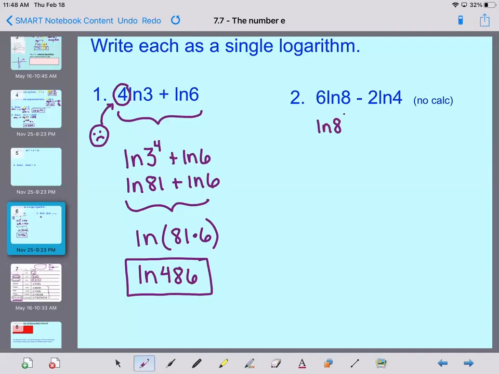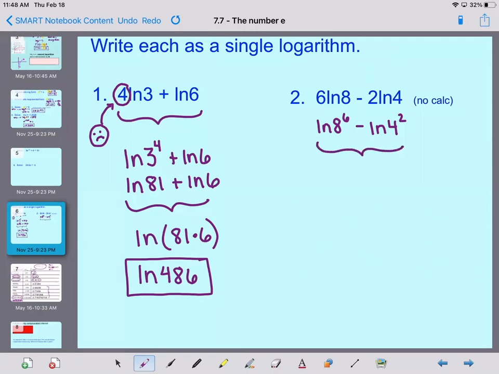I'm not that crazy. Don't sit here trying to figure out what 8 to the 6th is right now with no calculator. I'm not totally crazy. I'm only a little bit crazy. So I'm not going to sit here and torture myself and figure out what 8 to the 6th is. I know what 4 squared is, but I'm just going to leave that alone for now. I'm going to go ahead and do quotient property.